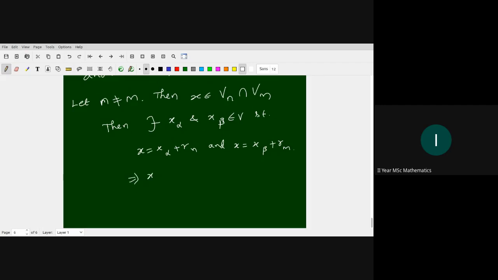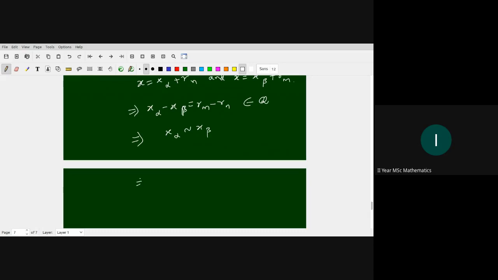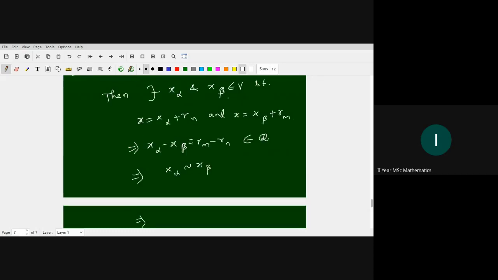This implies that x alpha minus x beta equals Rm minus Rn. Difference of two rationals is rational. So the difference of x alpha, x beta is rational. So x alpha is related to x beta by the definition of the equivalence relation. But both are members of V.